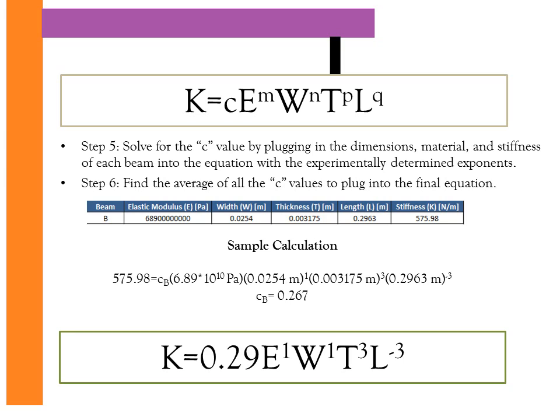This calculation was performed in our program for each beam, and the average of all the calculated C values was found. This average value was placed into the final equation. This final equation can be seen at the bottom of the slide.